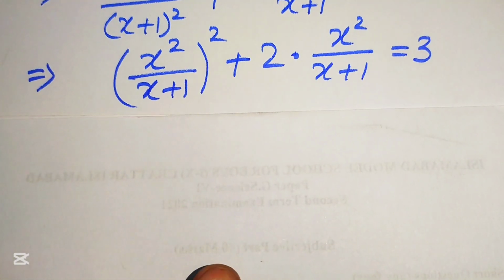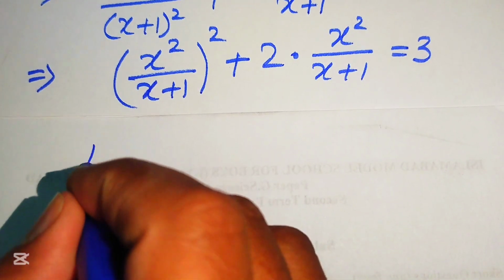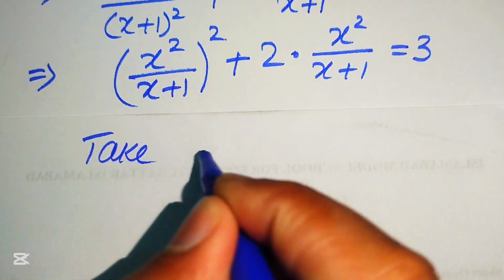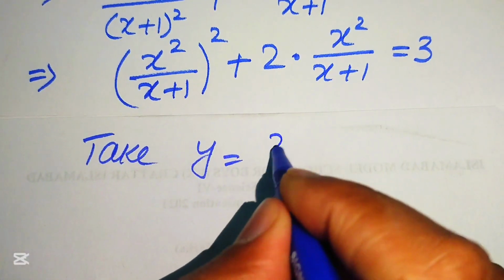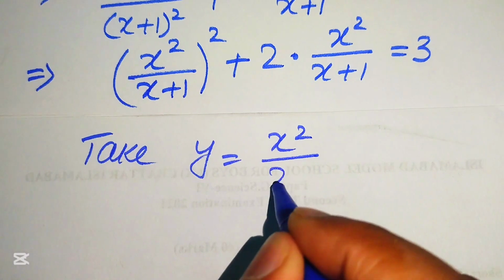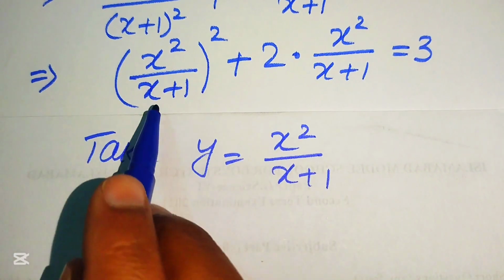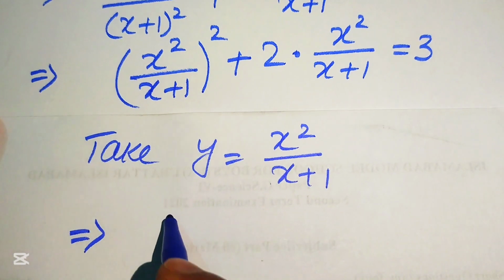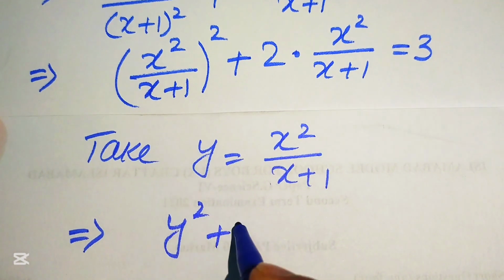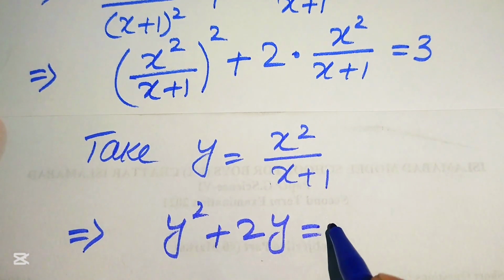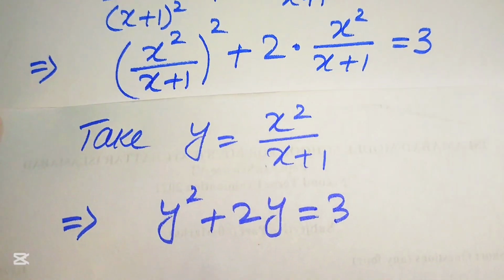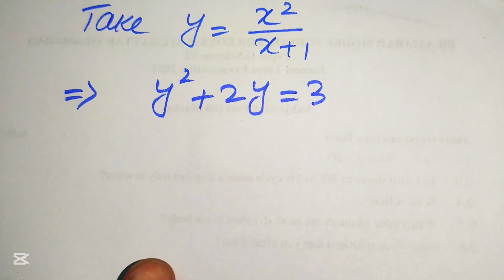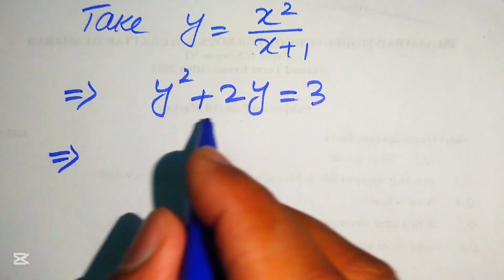And now in the next step, we need some more simplification, so that now we will take y equals x square over (x plus 1). So when you put this term equal to y, our above equation is written as y square plus 2 times y equals 3. Okay, so this becomes quadratic in the y variable, and here we easily make the factors of this equation.